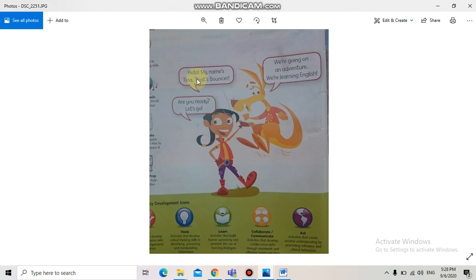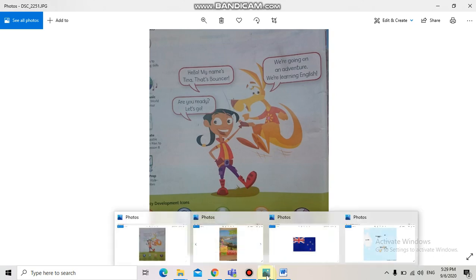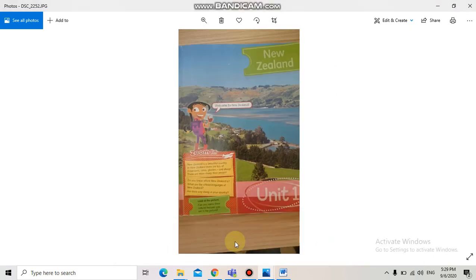Reading the speech bubbles here to get to know these characters. "Hello, my name's Tina. That's Bouncer. We're going on an adventure. We're learning English. Are you ready? Let's go." So, from the speech bubbles, we can find that this is Tina and this is Bouncer and this animal is a kangaroo.